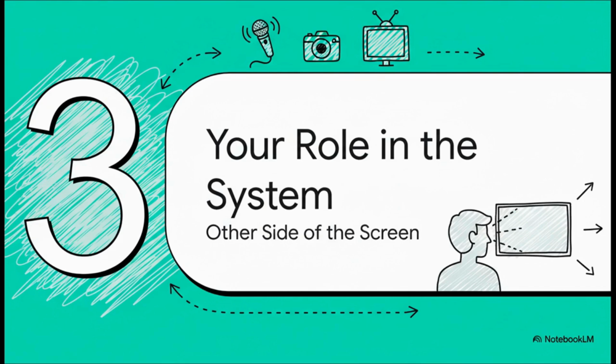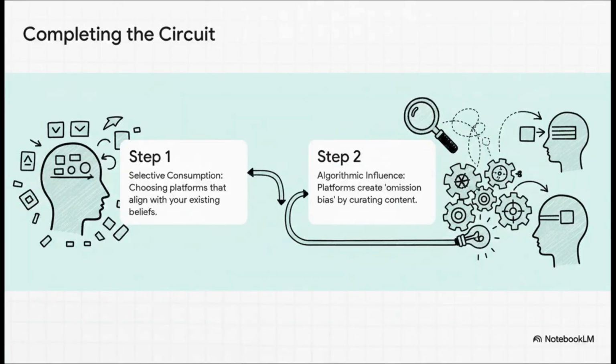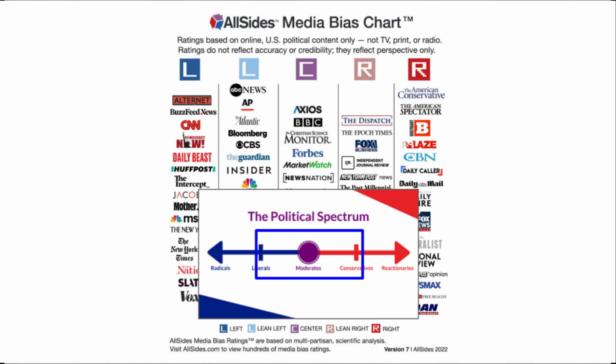So we spend all this time looking at how media gets produced. But you know what? That's only half the story. Let's talk about your role in the system. Because you're on the other side of that screen, and you play a pretty big part in all this too. The truth is, media bias doesn't just happen to us in a vacuum. We actually complete the circuit. It starts with something we all do, selective consumption. We naturally lean towards news sources that confirm what we already think. Then you layer on algorithmic influence, which is even more powerful. All those platforms we use are constantly curating our feeds, creating a massive omission bias without us even noticing. The result? You and your neighbor could be getting completely different versions of reality delivered to your phones every day.